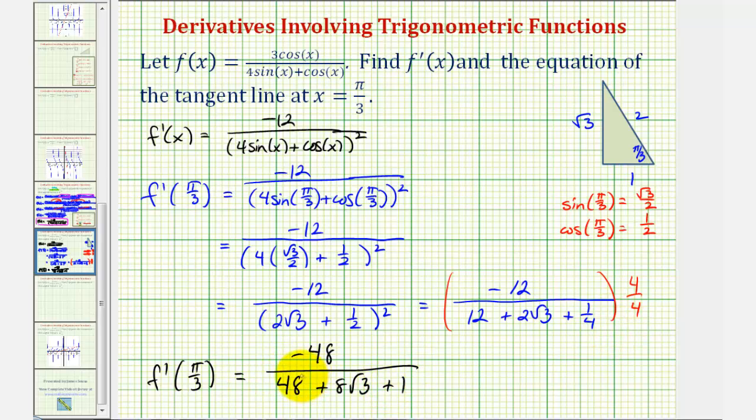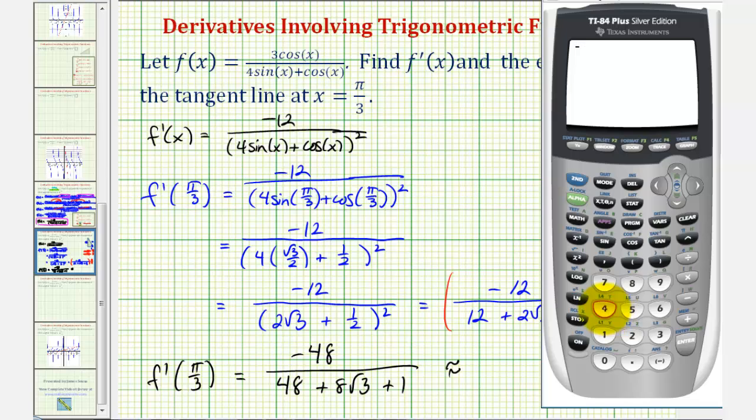So this is the exact value of the slope of the tangent line. But let's also get a decimal approximation for this. We have negative 48 divided by the quantity 48 plus 8 square root 3 plus 1. So this will be approximately negative 0.764 rounded to 3 decimal places.